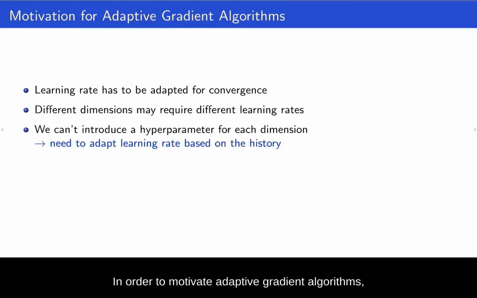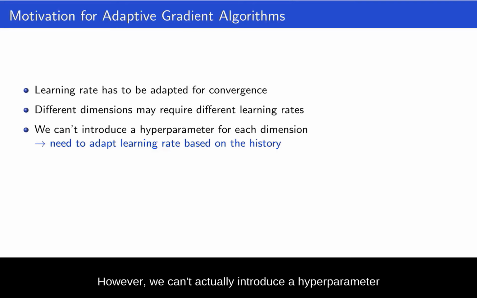In order to motivate adaptive gradient algorithms, let's consider the following. We know that the learning rate has to be adapted in order for SGD to converge. And we also know that different dimensions in the neural network actually require different learning rates. There are some dimensions that are really important, and those tend to have really large gradients, and others that have smaller gradients. And the learning rate between the two of these should be different.